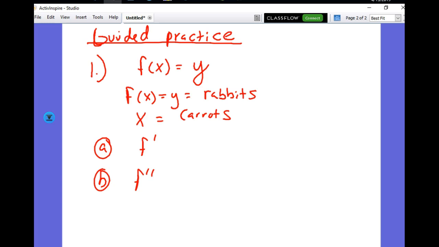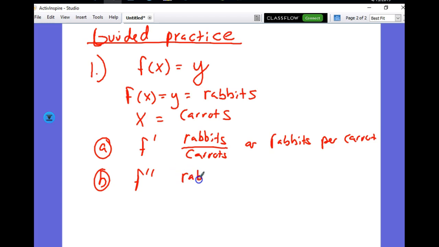So if the output f of x equals y is rabbits, then the answer is rabbits for f, and the input variable, x, is carrots. What would the units be for f prime? Rabbits over carrots, or rabbits per carrot. And Zachary, what would the next one be? Rabbits over carrots squared. Yeah.